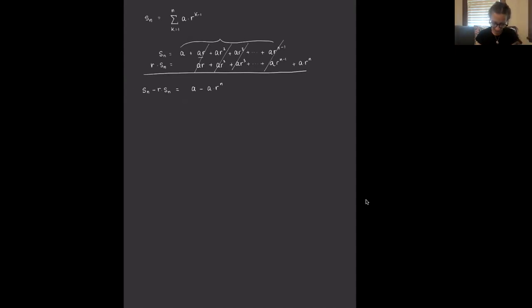So on the left, I'm going to factor out s sub n to get the expression 1 minus r. On the right, I don't have to, but I am going to factor out a to get 1 minus r to the n. And now I'm going to divide both sides by 1 minus r. So the nth partial sum is a times 1 minus r to the n over 1 minus r. This is an expression for the nth partial sum of any geometric series, whether it converges or not.